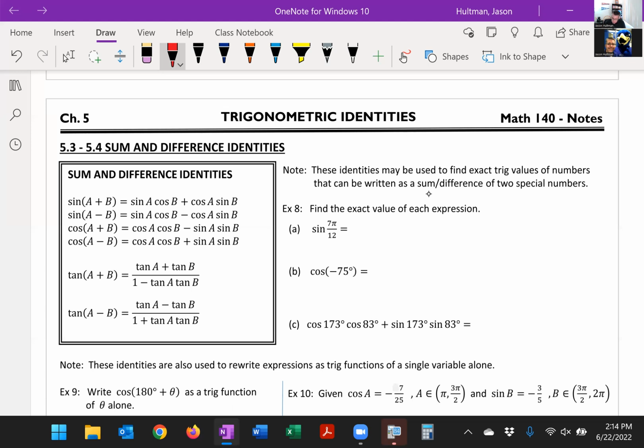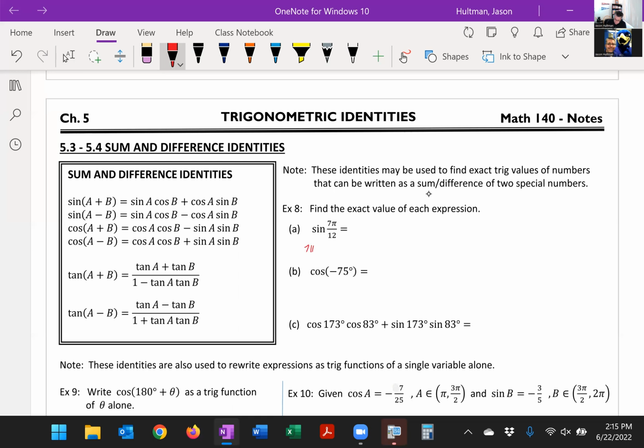Okay, note, these identities may be used in finding exact trig values of numbers that can be written as the sum and difference of two special numbers. For example, find the sine of 7 pi over 12. So this may not be completely obvious, but 7 pi over 12 is, I believe it's 75 degrees.